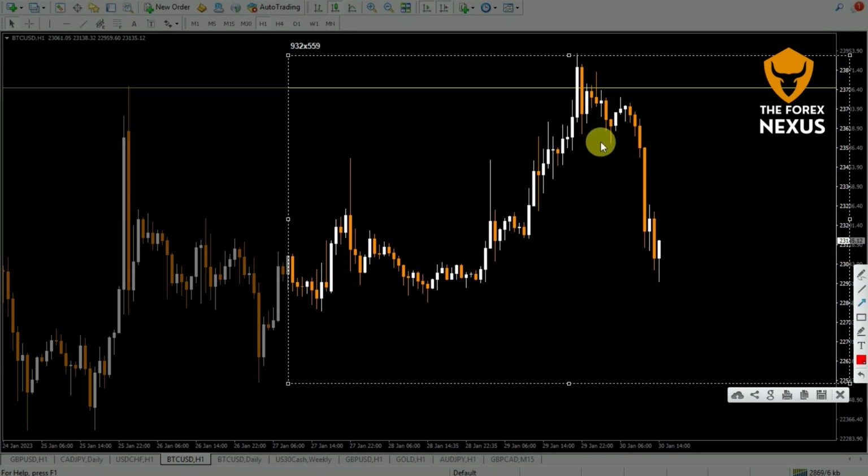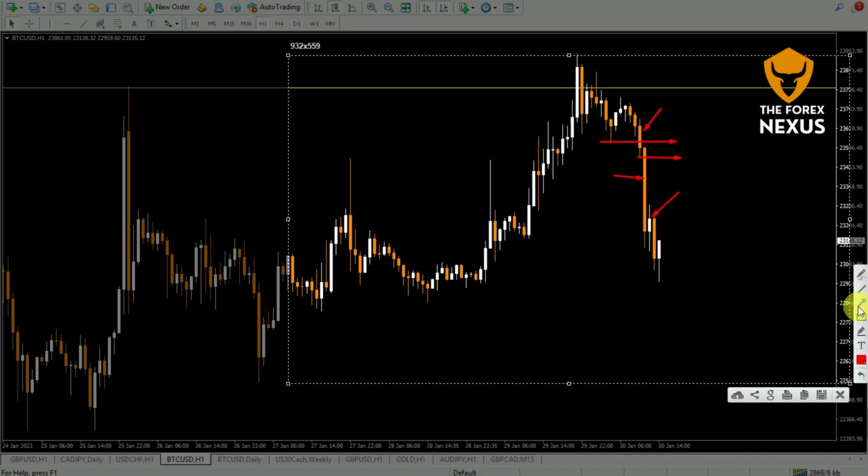Here we got a breakout, okay. Now this one is the first candle, okay. This will be the second candle, and this will be the bullish candle, considered the third one.